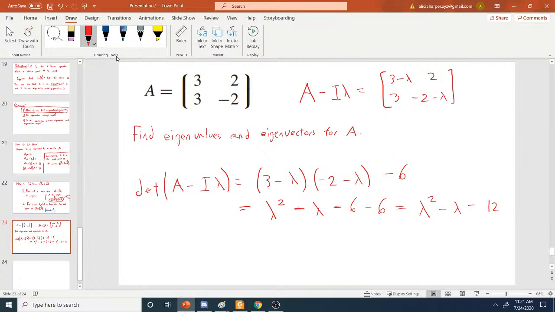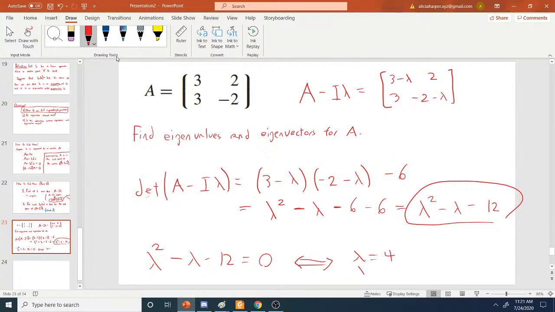And what I'm doing is I'm setting this polynomial equal to 0, because that's the same as setting this determinant equal to 0. So if lambda squared minus lambda minus 12 is equal to 0, I believe the roots of this polynomial are lambda equals 4 and lambda equals negative 3.